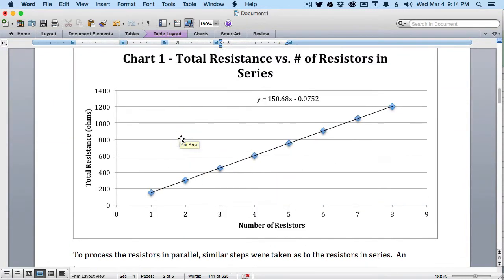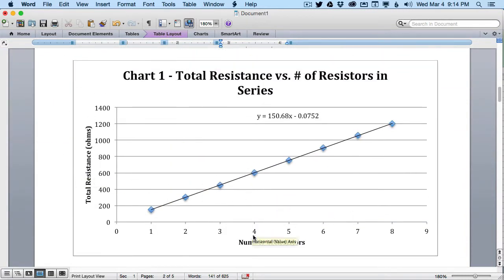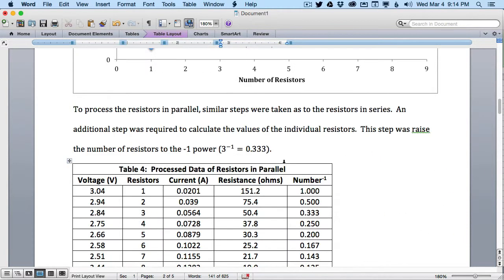I've also got the chart. You notice the axes titles here with units, total resistance in ohms, number of resistors. And you can see the title is, again, numbered. This is chart number 1, so I can refer to it later, and you see I will. In this case, it was a linear fit. I included the equation there, and this looks quite nice.